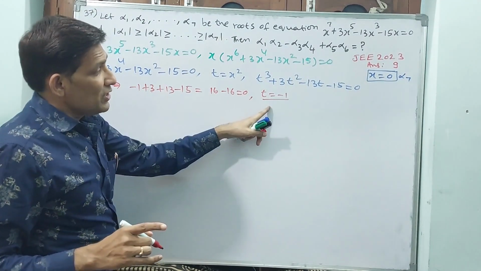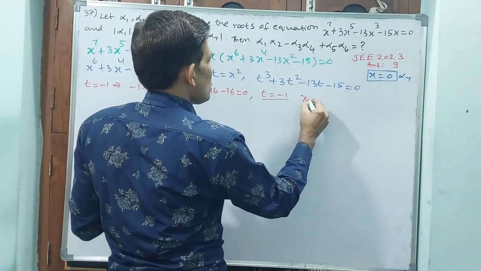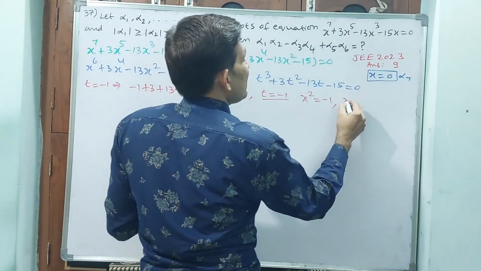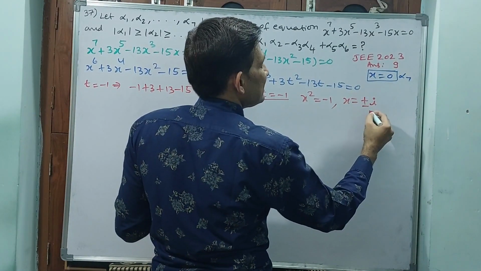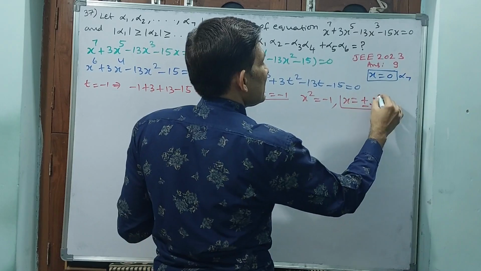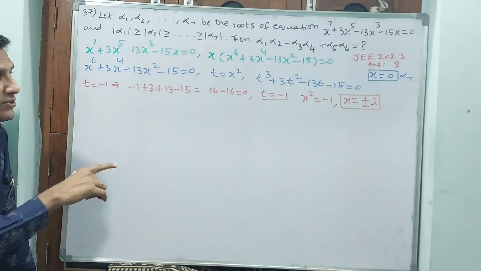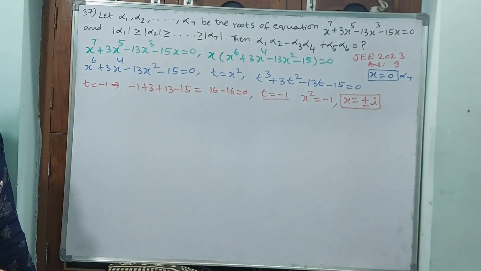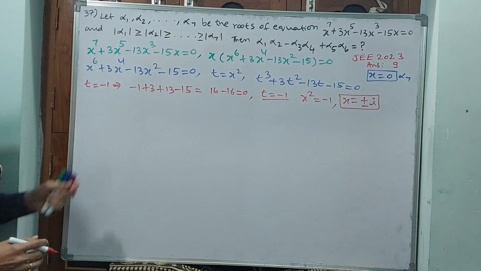Wait. If t is equal to minus 1, means t is what? X square. That means, see, x square is equal to minus 1. X is equal to plus or minus i. Okay? Your x will be plus or minus i. Why? Because if you apply square root to minus 1, plus or minus i will come. Square root of minus 1 is your i. Okay, that too plus or minus i.